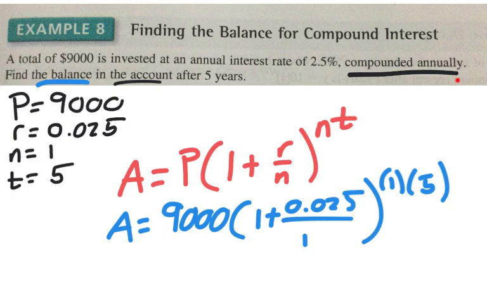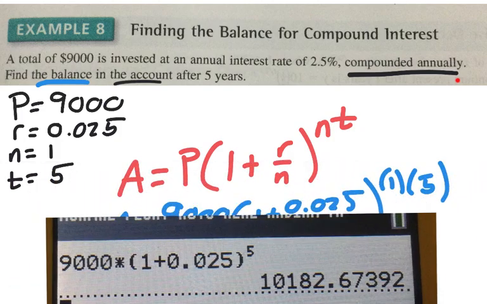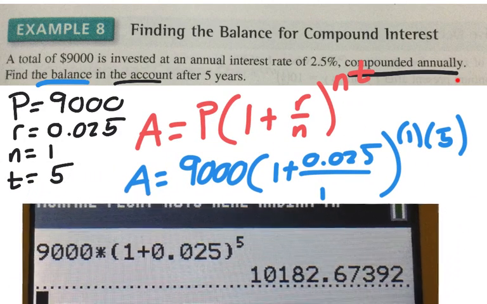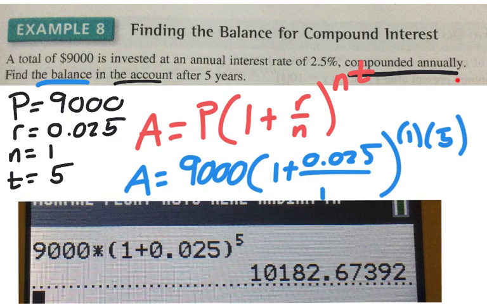Okay, I've got it plugged into this Texas Instrument. Like I said, you may want to use your calculator. But that's the value that I got. $10,182.67. And again, when we're doing these money problems, we always want to round to 2 decimal places, right? Because that's how much money we use. 2 decimal places.